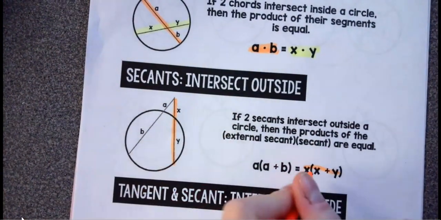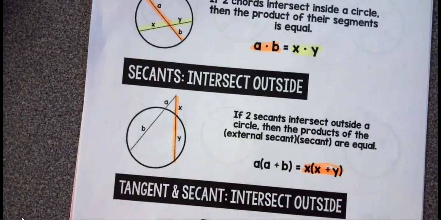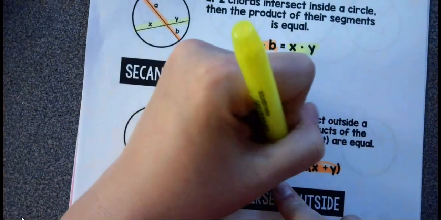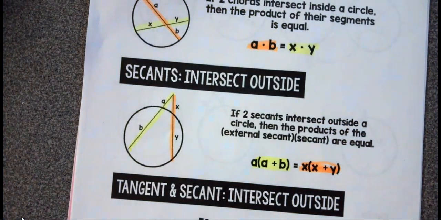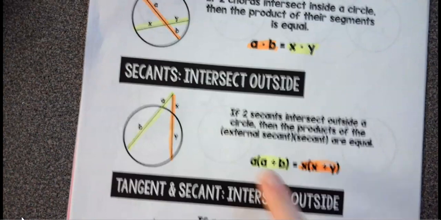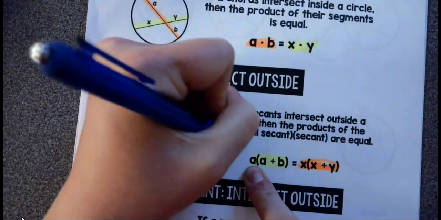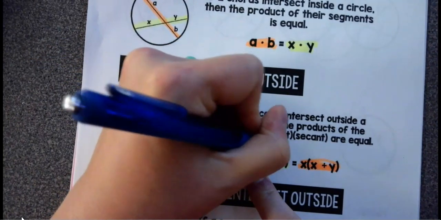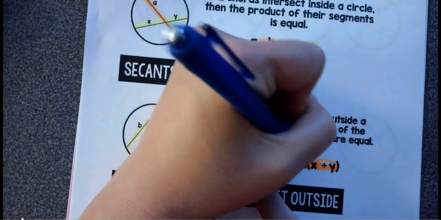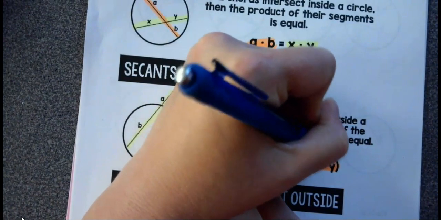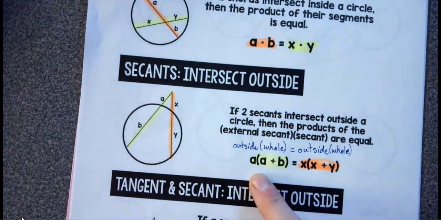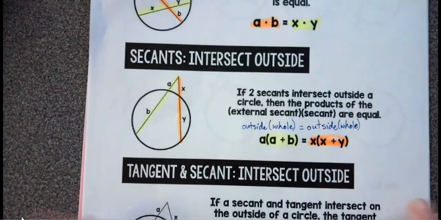And that's going to be this side. We're going to highlight this one. It's going to be this side. And we are actually going to write something on this part to tell you what is getting multiplied by what. Essentially it is the outside times the whole thing is equal to the outside times the whole.